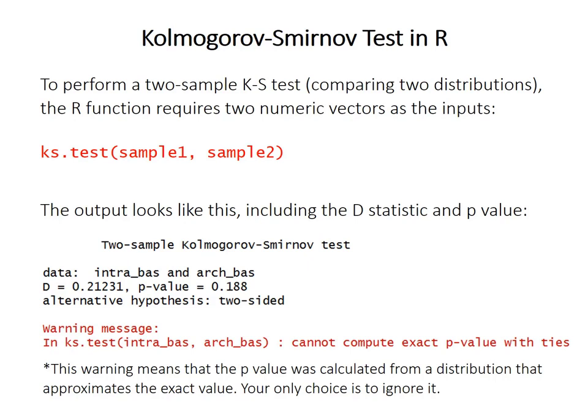So when reporting the KS test results, make sure to give the name of the test that you did, the test statistic D, and the p-value.